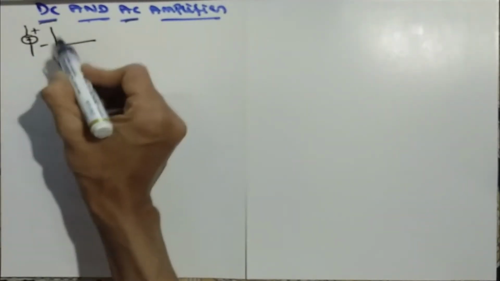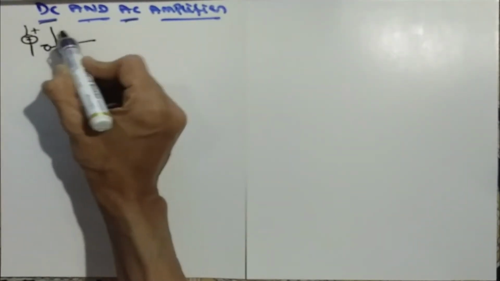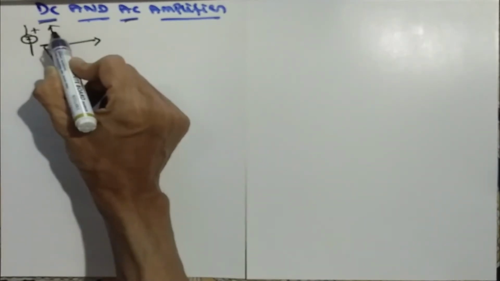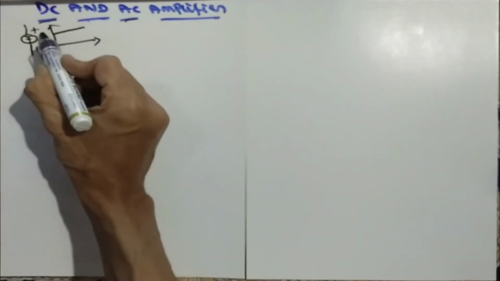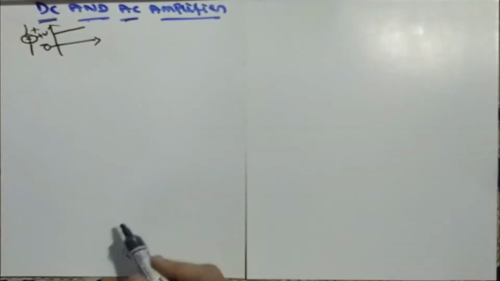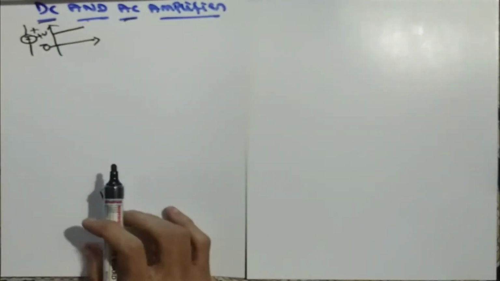You can represent a DC signal like this: this is your 0, and it is always direct current, so it is constant. This is whatever your DC voltage is. This is how the DC supply can be given.